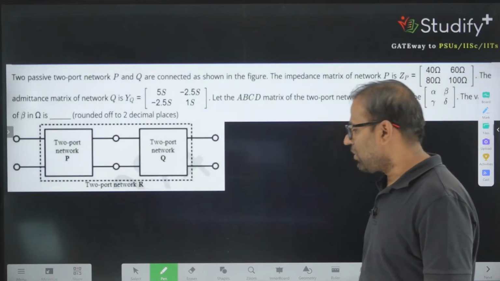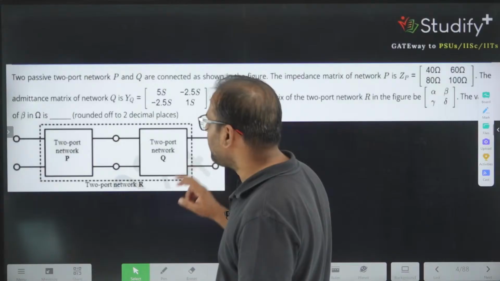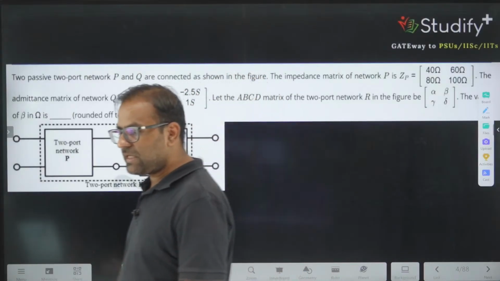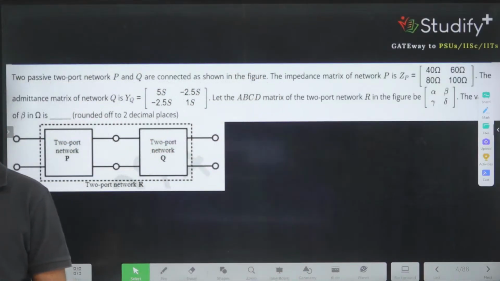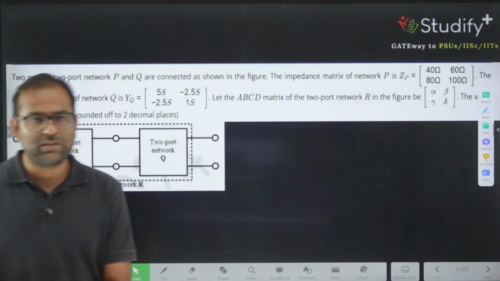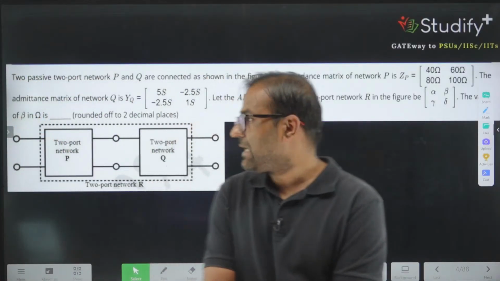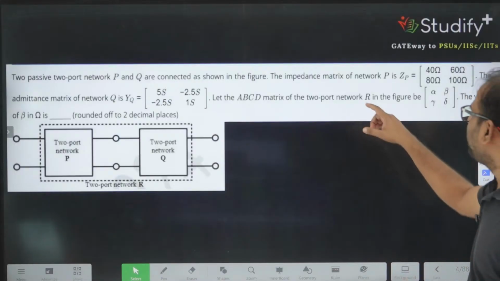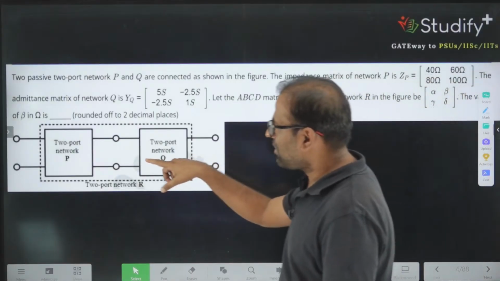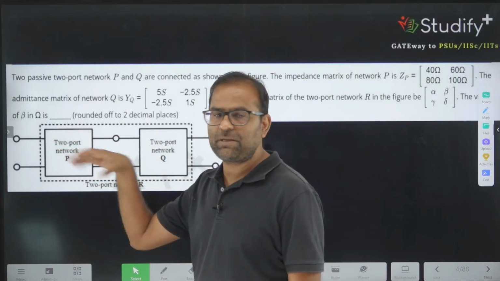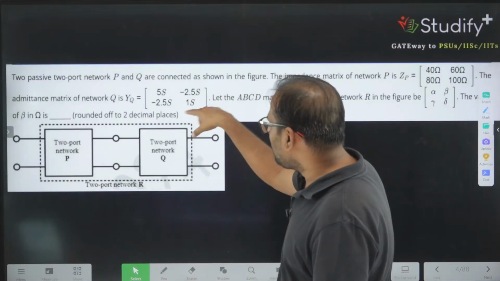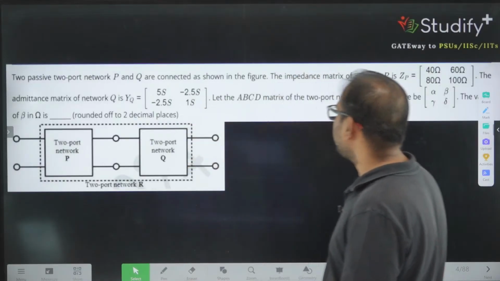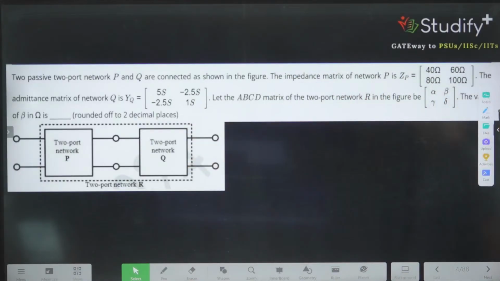Okay, this is a question. This is again one PYQ, and this PYQ is taken from GATE 2025. What is this PYQ saying? It says that two passive two-port networks P and Q are connected as shown in the figure. The impedance ZP is given for the first two-port network, Z parameter is given. For the second two-port network, Y parameter is given. Let the ABCD matrix be alpha, beta, gamma and delta. Then what is the value of beta?